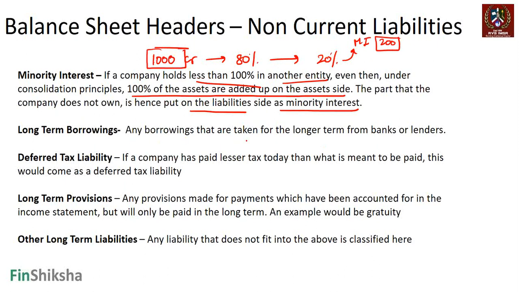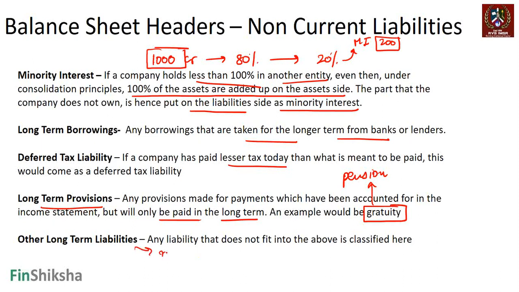Long-term borrowings are any borrowings that are taken for a longer term from banks or any other lenders. Deferred tax liability: if you've paid lesser tax today than what is meant to be paid, then that's a deferred tax liability. Long-term provisions are any provisions made for payments which have been accounted for in the income statement but will be paid only in the long term. Gratuity or any kind of pension is an example where the salary includes this component, but you have not yet paid it because there is no legal liability to pay it at that point of time. And other long-term liabilities: any liability that does not fit into the above is classified here.